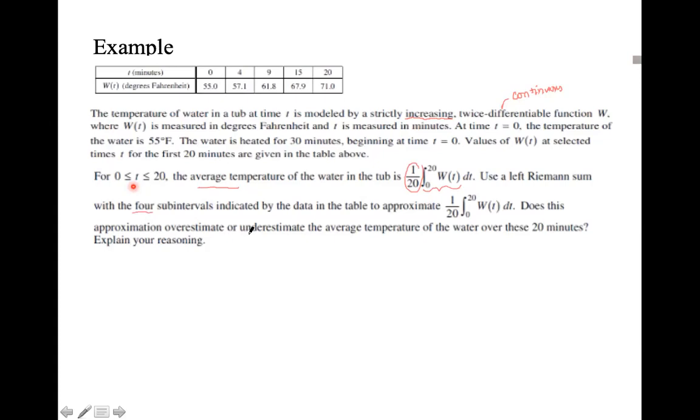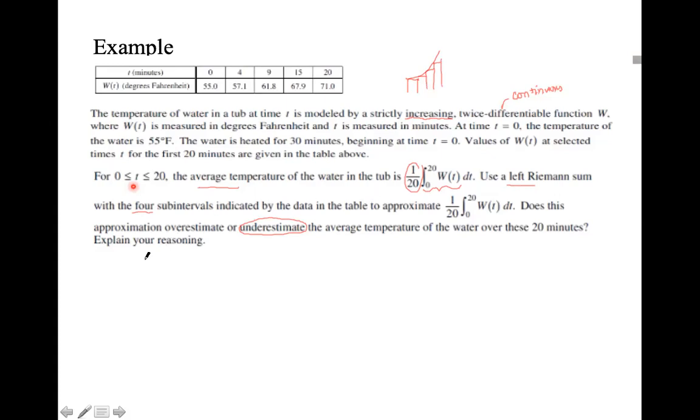Does this approximation overestimate or underestimate? All right, so one of the things we noticed, this was strictly increasing. So if we have an increasing function and we are using a left Riemann sum and a strictly increasing function, we already know this is going to be an underestimate, right? We haven't done any math, but we know it's increasing. We know we're using left Riemann sums here. So these rectangles are going to be an underestimate, right? So we've already been able to answer part of the problem without any math.